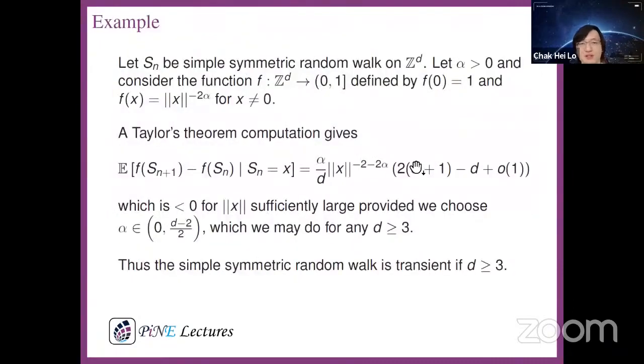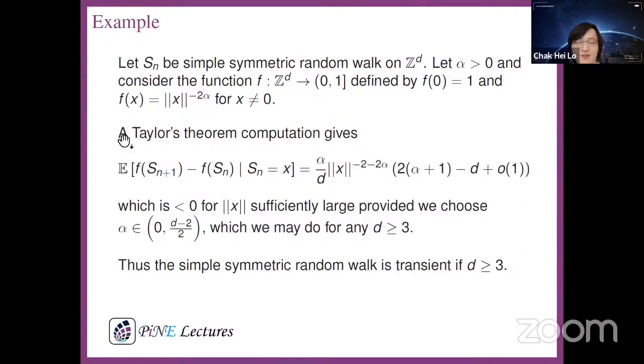Okay, so as promised, let's go for the example first. So we'll prove the other side of Pólya's theorem. So let S_n be a simple symmetric random walk on Z^d this time. What we are trying to achieve here is to prove that when d is greater than or equal to 3, the walk is transient. So let's see how we do this. This time we take a completely different function, the Lyapunov function here. Let alpha be greater than 0 and consider this function f from Z^d to (0,1], defined by f(0) is just 1 and f(x) is this quantity. It's the norm of x to the power minus 2 alpha.